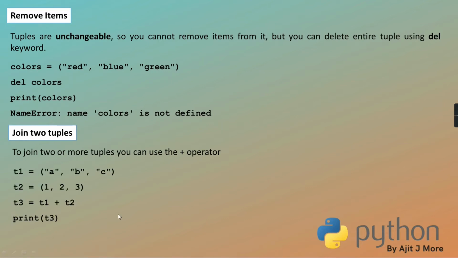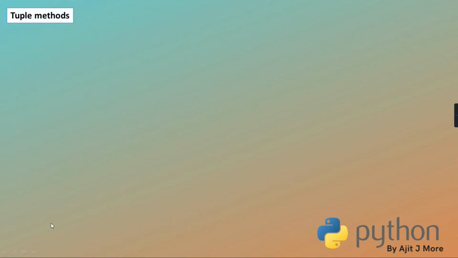See, example, quickly I'll tell you. T1 is ABC, T2 is 1, 2, 3, T3 equal to T1 plus T2. Please remember here plus is just overloaded. Internally T1 invokes one magic method and T2 is a parameter to that magic method. Then that magic method returns a new tuple containing the elements of the invoker and the elements of the parameter. T1 is the invoker and T2 is the parameter. So it will create a new tuple and return it, its reference we collect in T3, and we are displaying it. Getting? I hope you are clear.